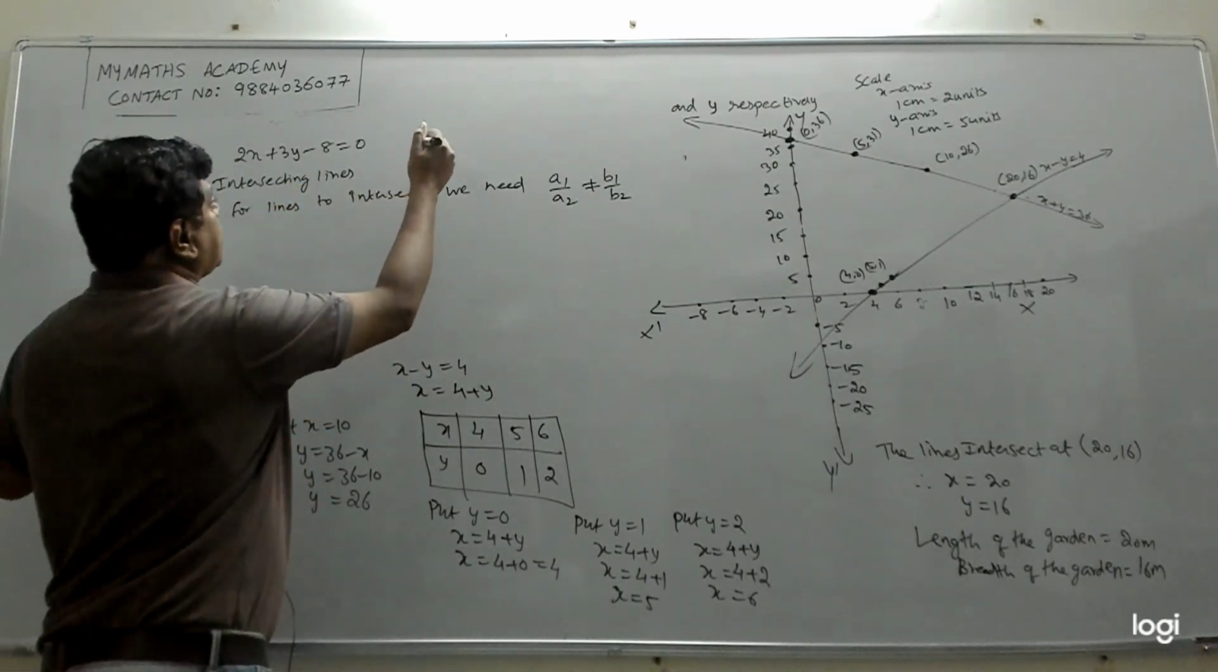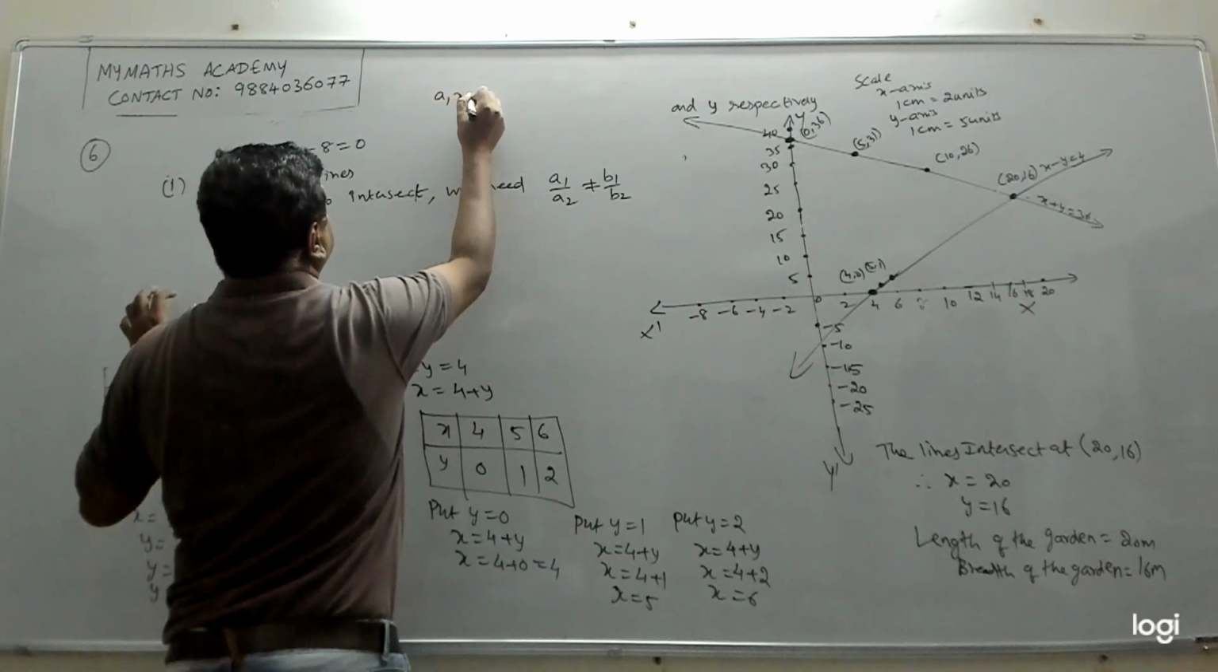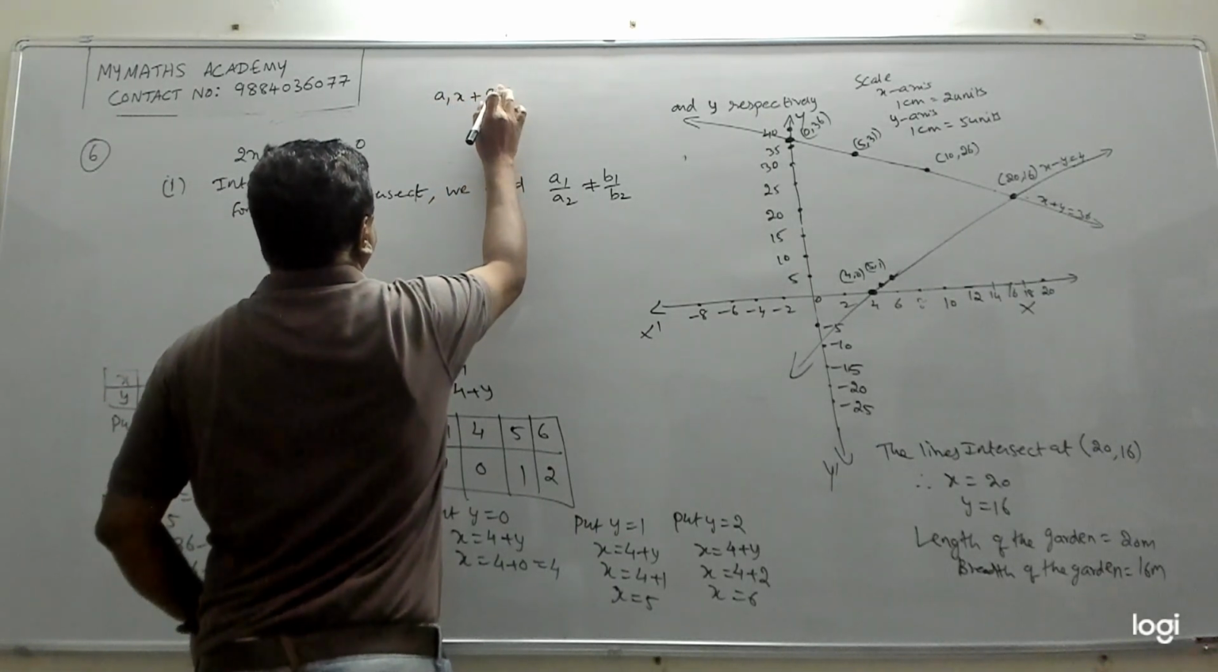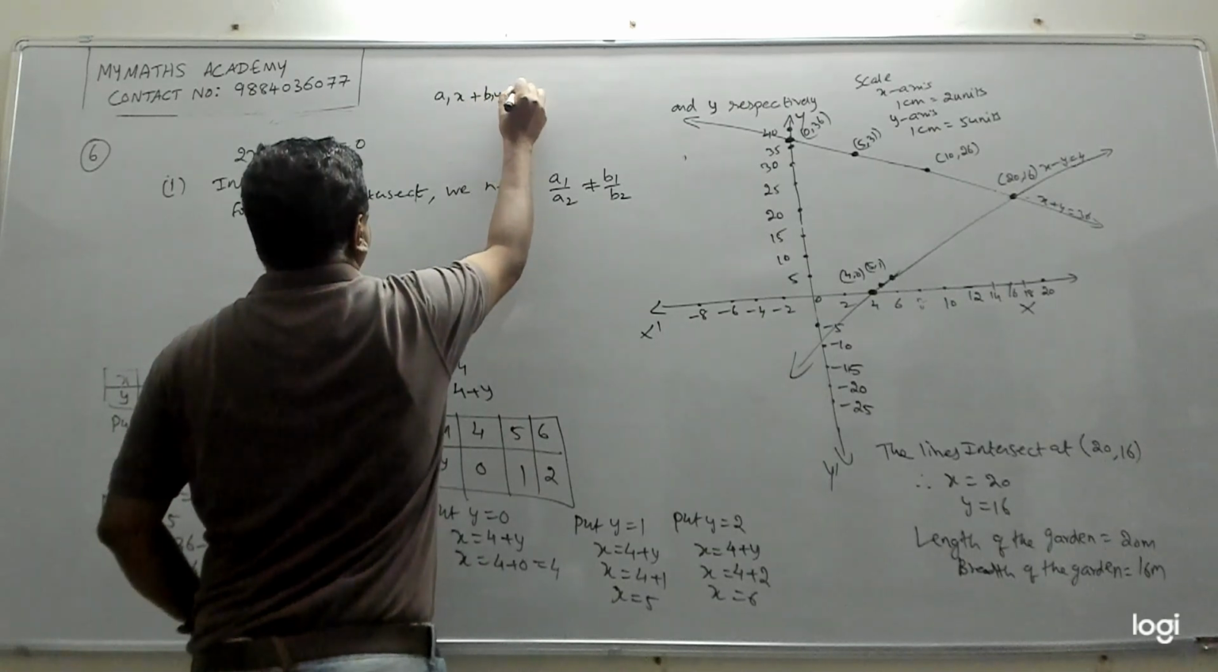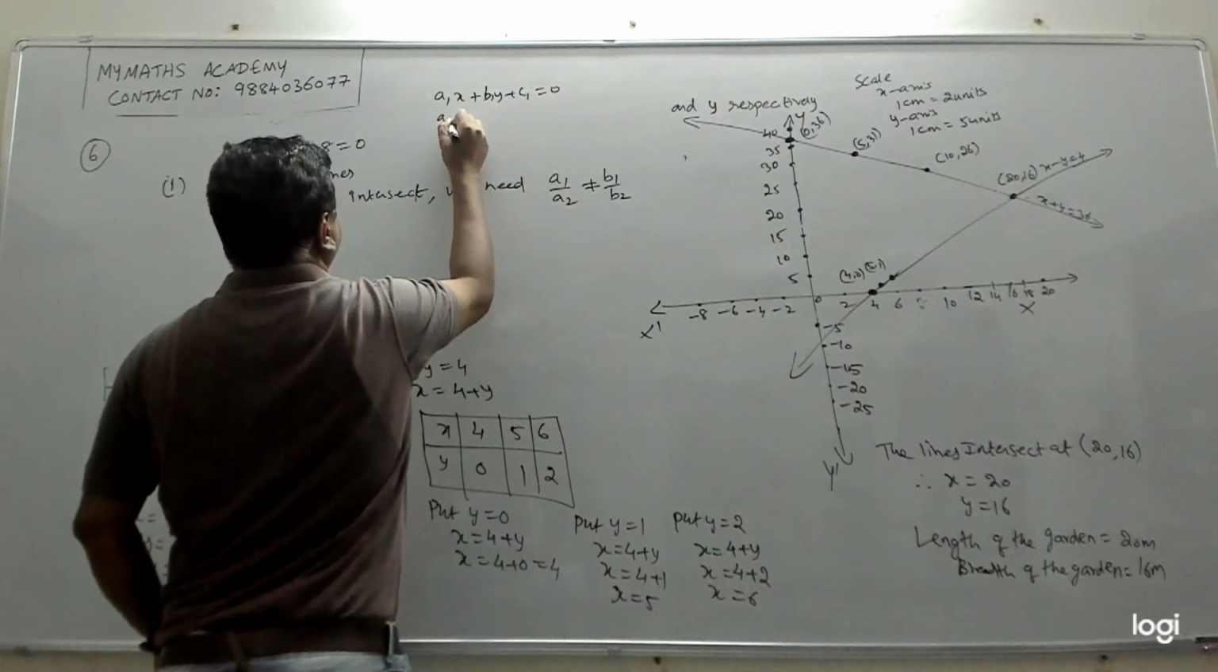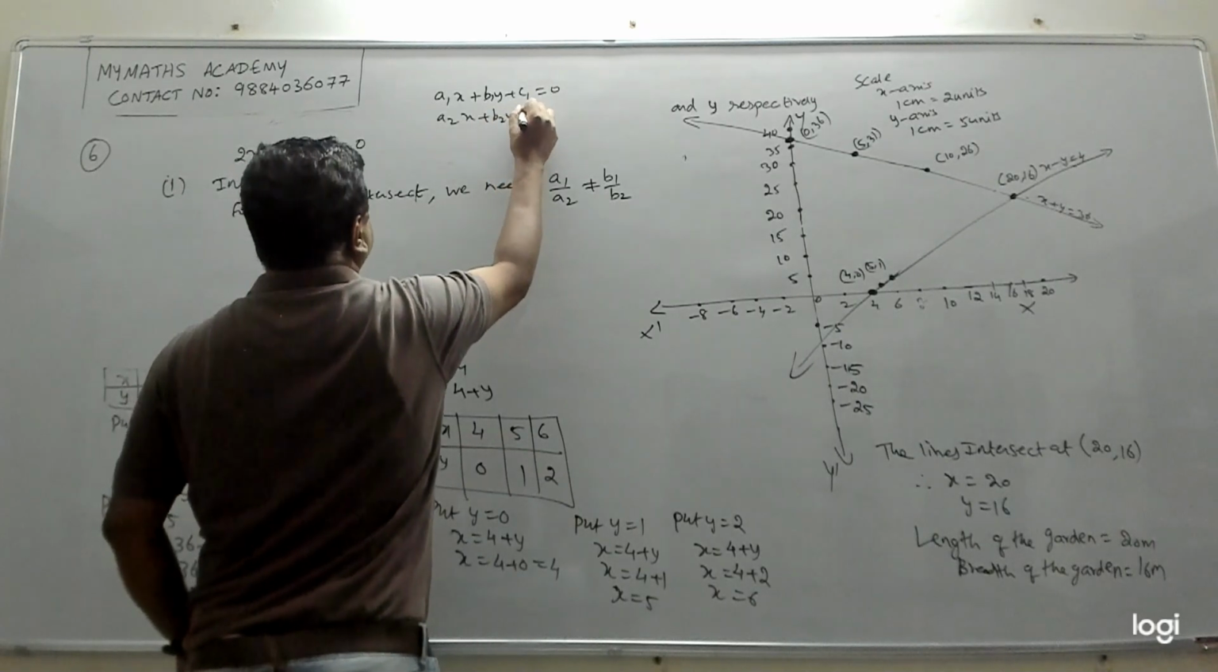Now we know, see, our general form of a pair of linear equations in two variables is A1x plus B1y plus C1 equal to 0, A2x plus B2y plus C2 equal to 0.